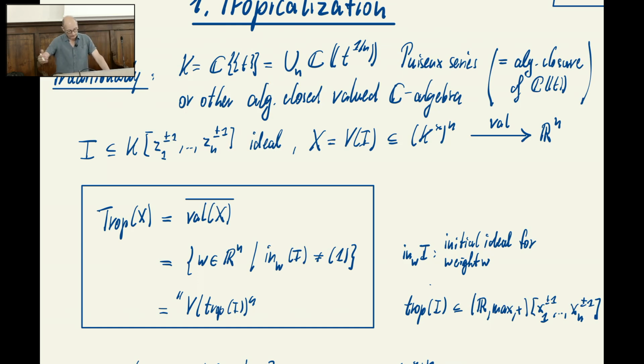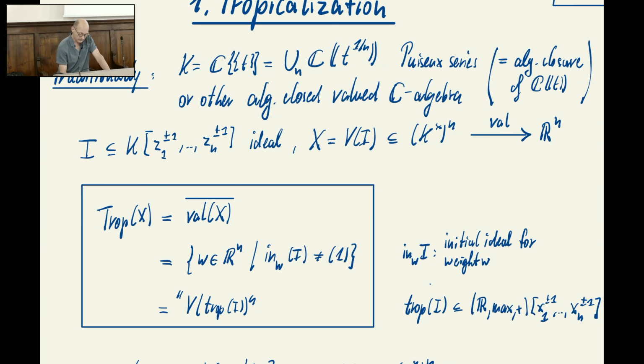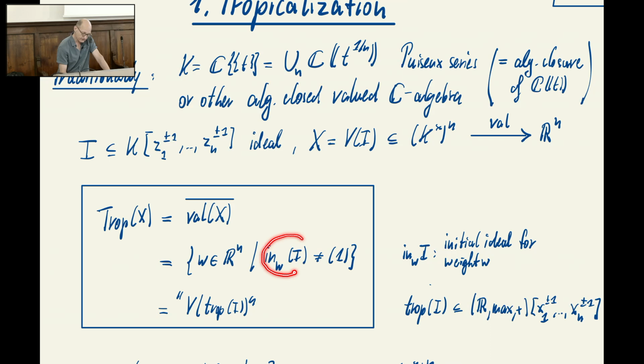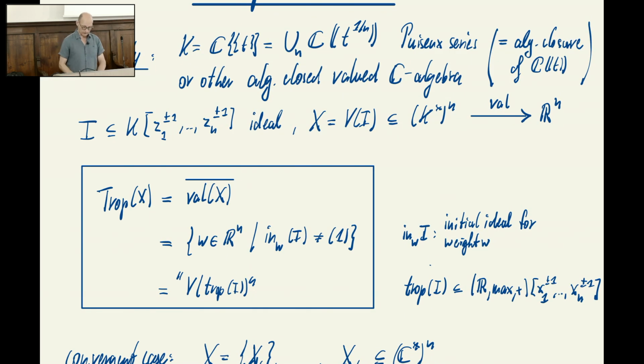set of generators here. So you take the leading terms and take the ideal generated by these. And the statement is, it's a set of weights such that the initial ideal is not invertible. Okay, it's not trivial. And well, I don't want to explain it too properly at this point. It's not so relevant. It's just an alternative definition.